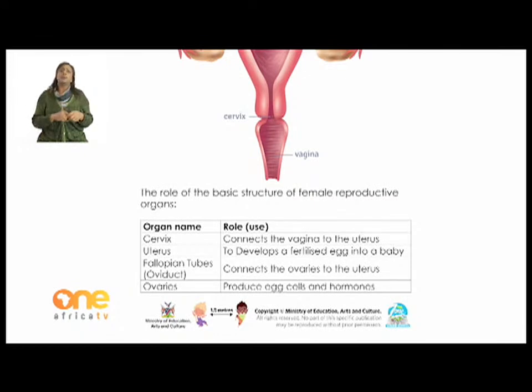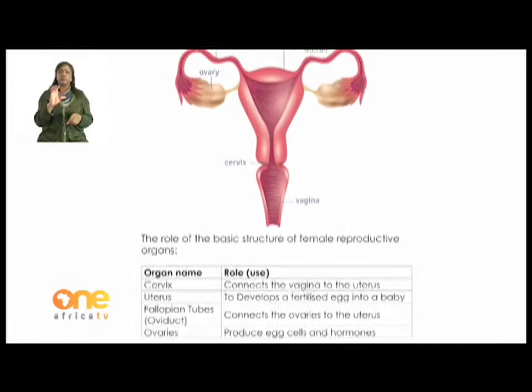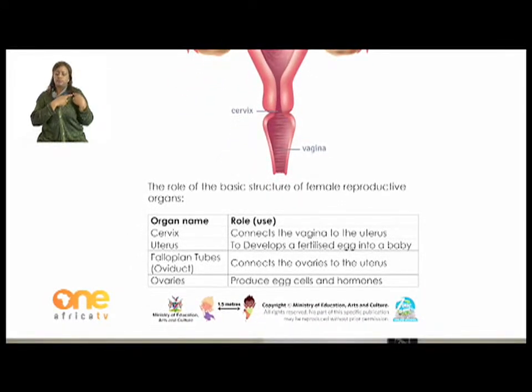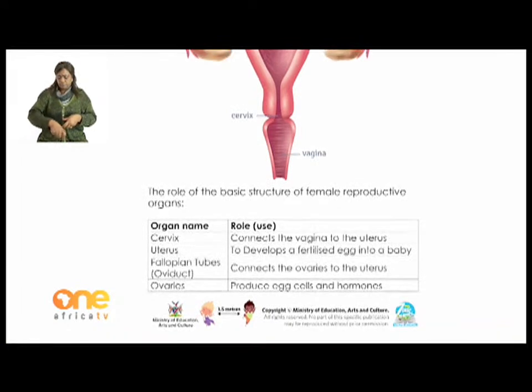The cervix is responsible for connecting the vagina to the uterus. And the uterus develops a fertilized egg into a baby, while the fallopian tubes or oviduct connect the ovaries to the uterus, and the ovaries produce egg cells and hormones.